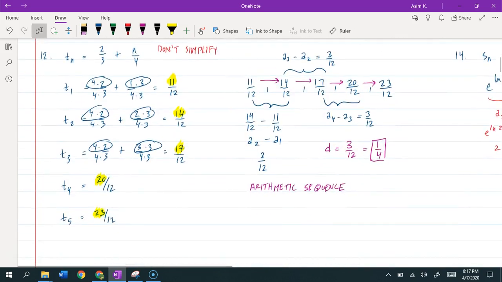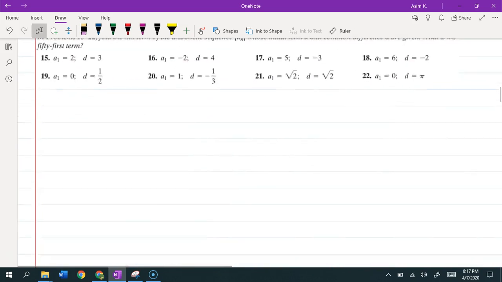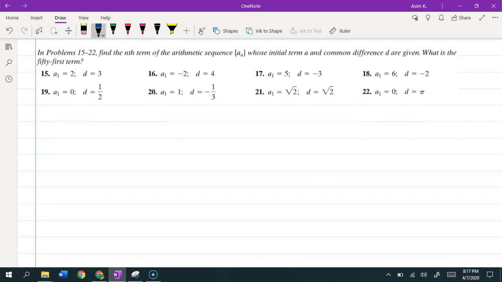All right, so that's the first objective that we have, is to be able to realize that this is an arithmetic sequence. And again, somebody asks you, what's an arithmetic sequence? Very simple. Just tell them you keep adding or subtracting the same number. That's it. All right, and that number is called the common difference.